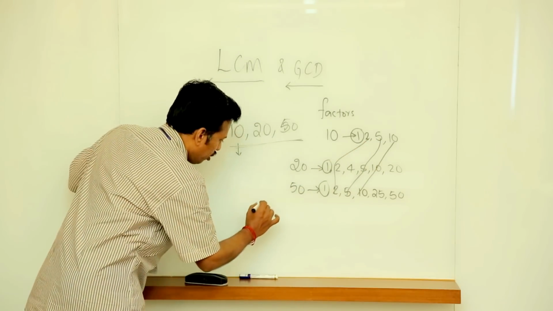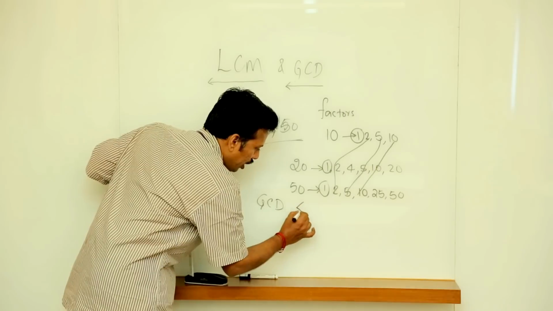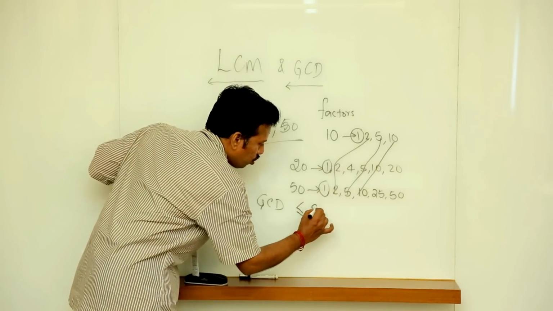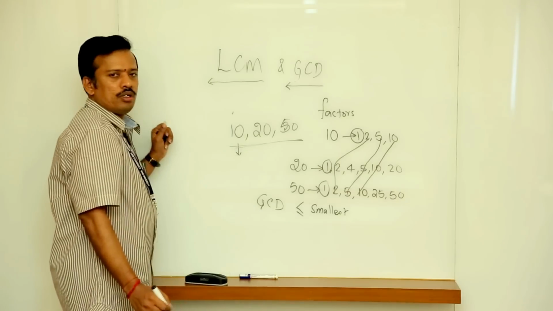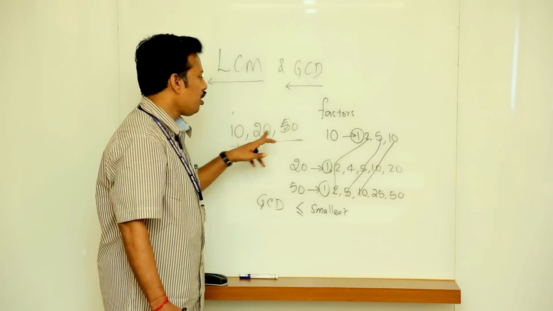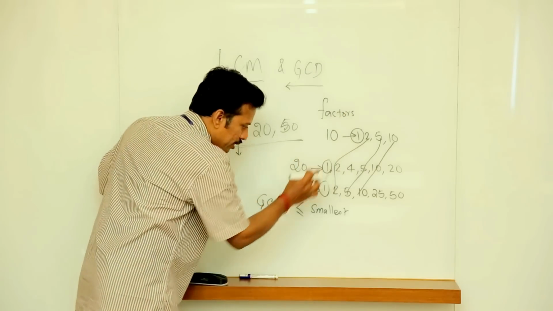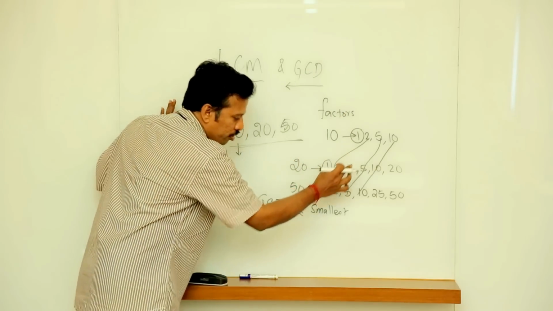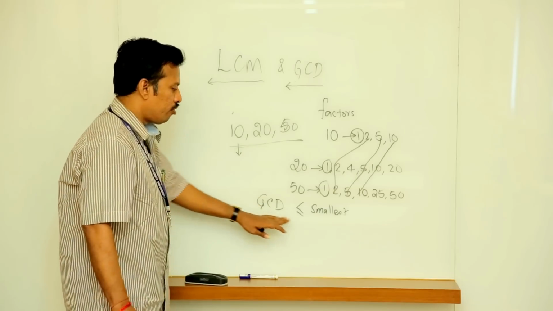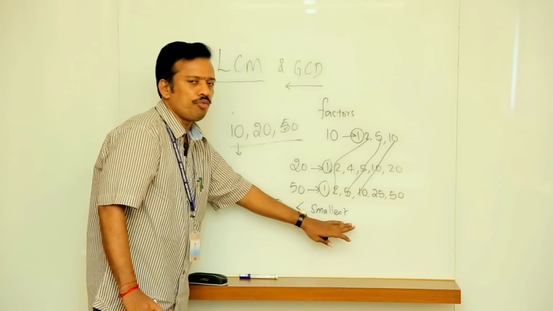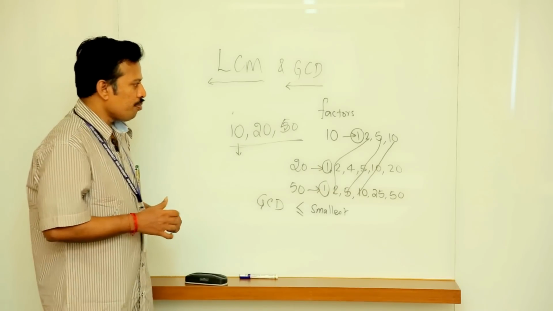So, simply saying, the GCD of any set of numbers is always less than or equal to the smallest of the given numbers. Among 10, 20 and 50, which is the smallest? 10. In this particular case, you get that number itself. It is not necessarily always that way, but in this particular case it is possible. So, this is what GCD and LCM are.